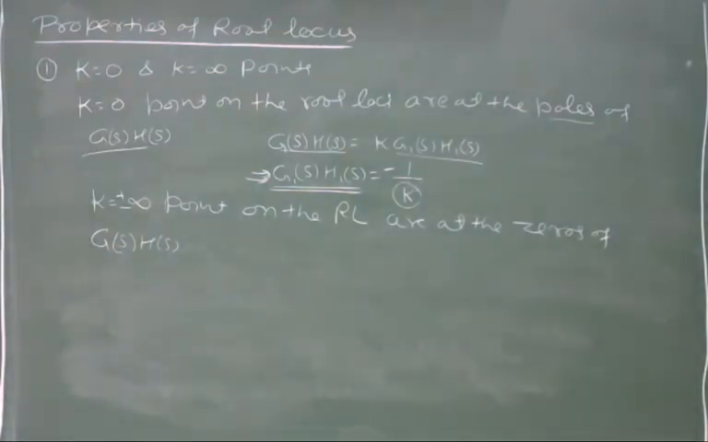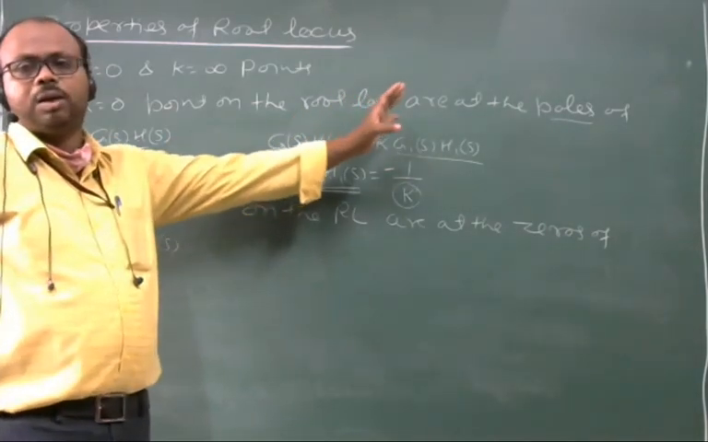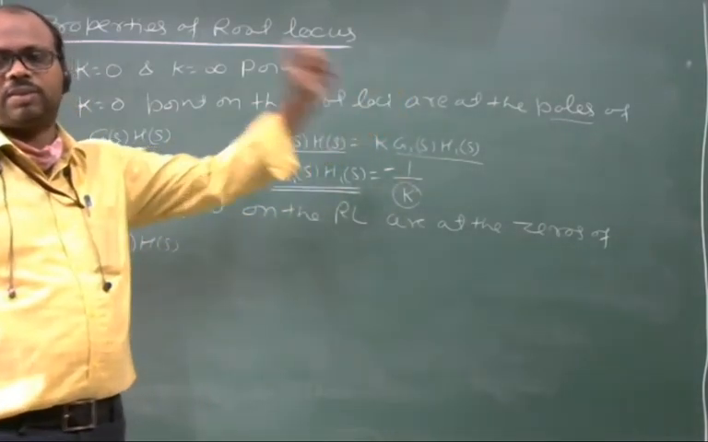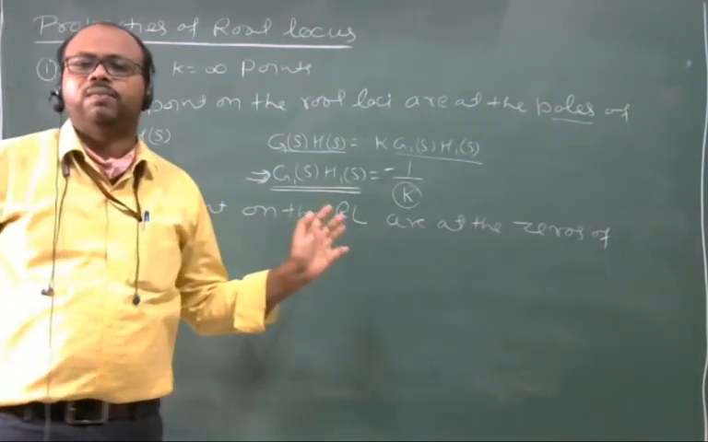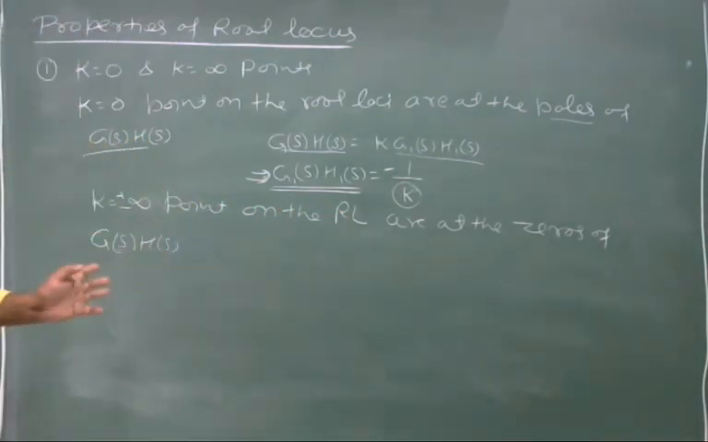So the first property says we have to find two points. First the K is equal to 0 point and second the K is equal to infinity point. K is equal to 0 point is where the poles of G(s)H(s) exist, and K is equal to infinity points are where the zeros of G(s)H(s) exist, right?